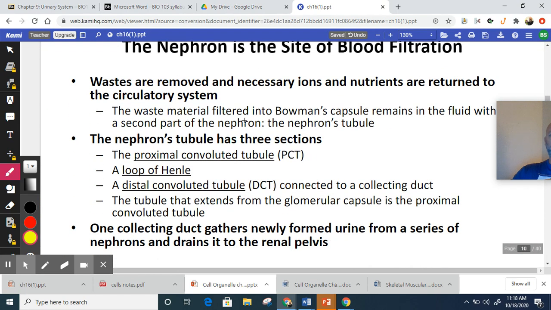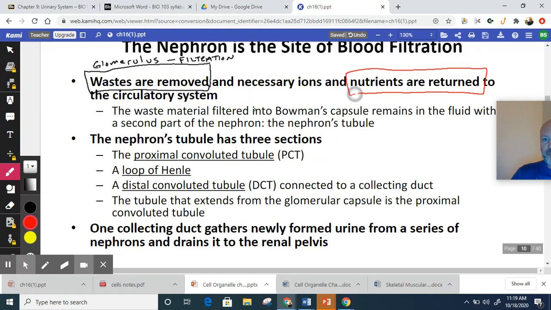Let's keep going here. So as the wastes are removed, remember, this is happening at the glomerulus, between the glomerulus and the glomerular capsule. This is called filtration. So after this, some of the necessary things like ions and nutrients need to be returned. Well, this is not filtration. When the nutrients are returned to the blood, this is actually at the proximal convoluted tubules, and this is called reabsorption.